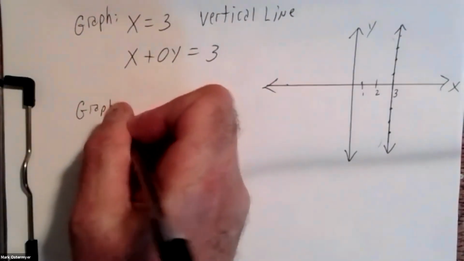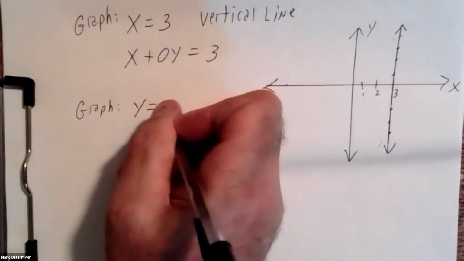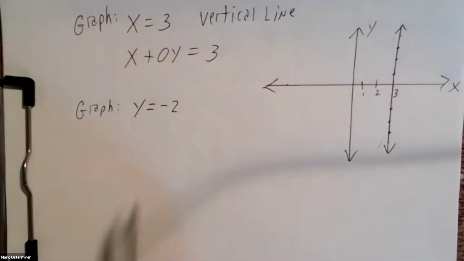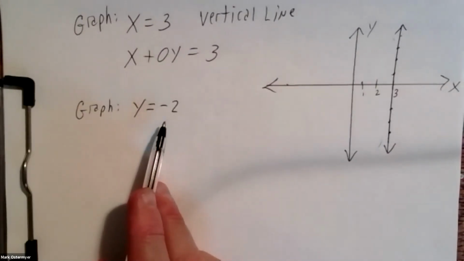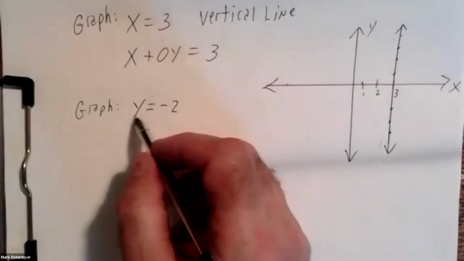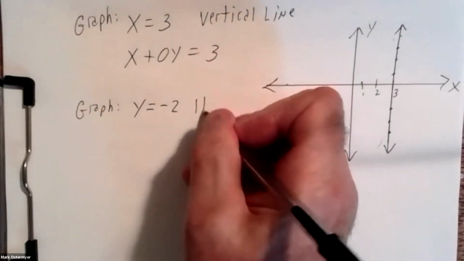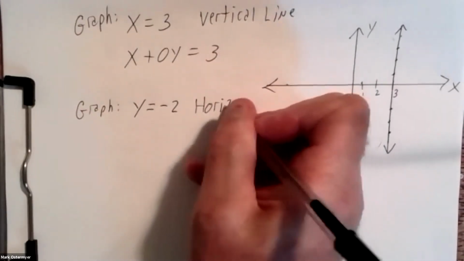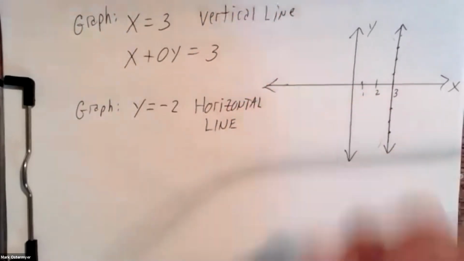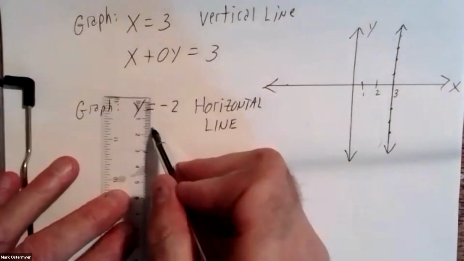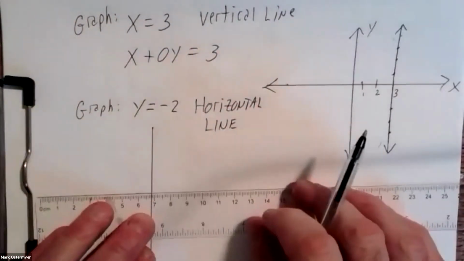On the other hand, what if we had the graph of y equals -2? What's the graph of y equals -2 going to look like? The graph of y equals -2 is always going to be a horizontal line. And this horizontal line is going to have to go through the y-axis at what value?